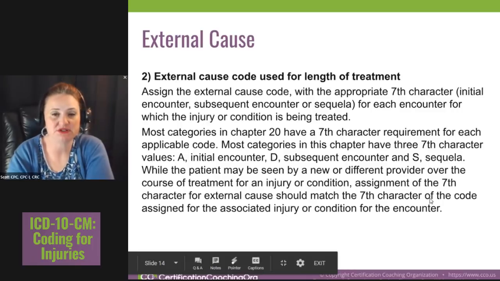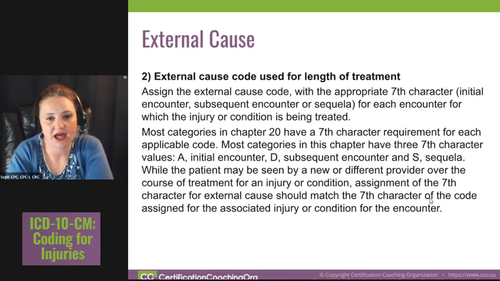External cause codes. We just want to highlight the external cause codes and let you know a little bit about them, because when you have a 7th character for an encounter, most of the time the chapter 20 or those 7th Z codes, as I would call them, could have a letter that would need to be specified. So they still have the initial encounter, subsequent, and sequela.